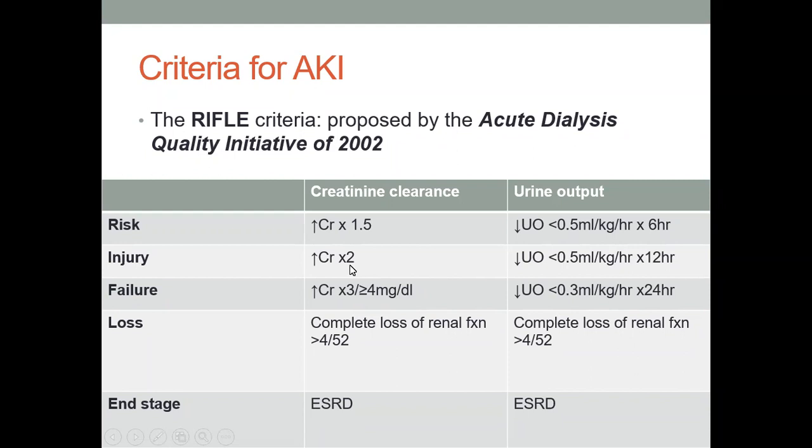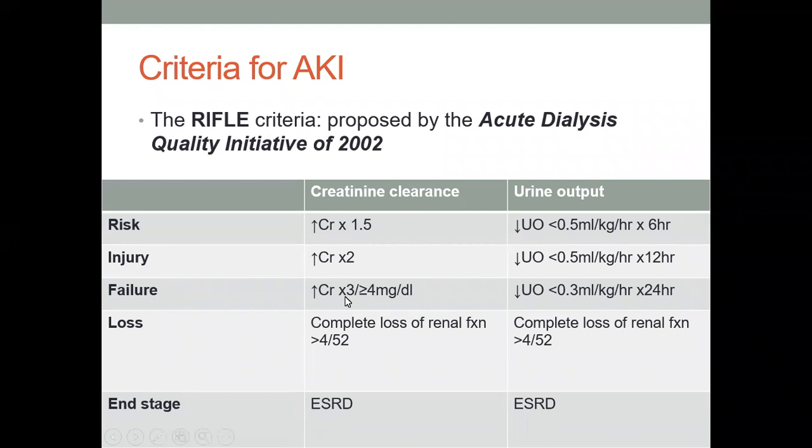When creatinine clearance, creatinine level is like twice the normal value, and urine output is less than 0.5 ml per kg per hour for 12 hours. This is more of duration, all right? There's acute kidney injury. This is when actually we should start instituting management.